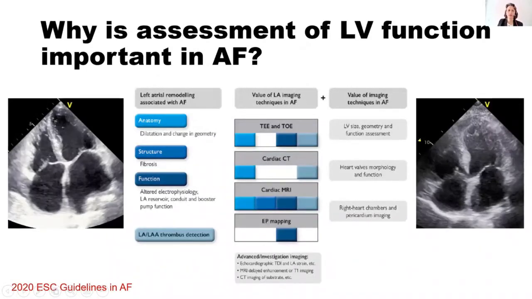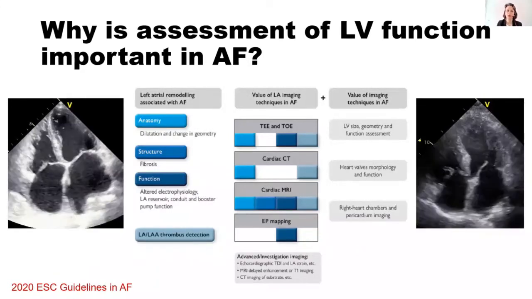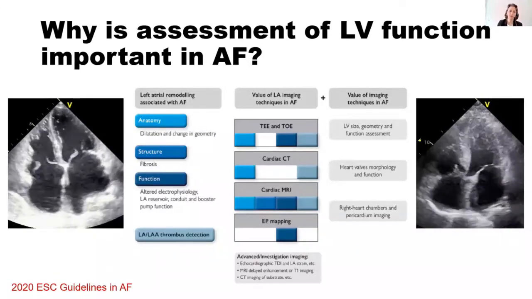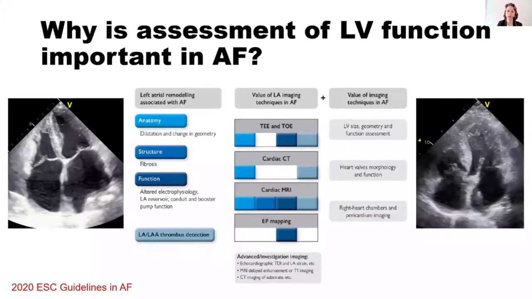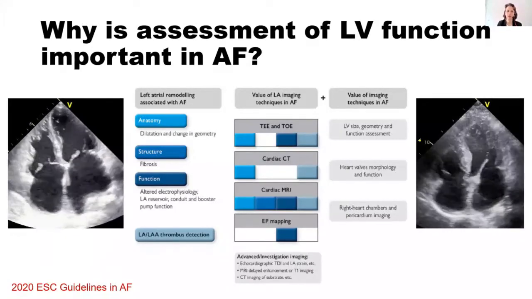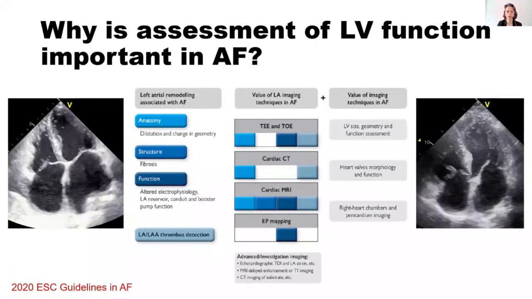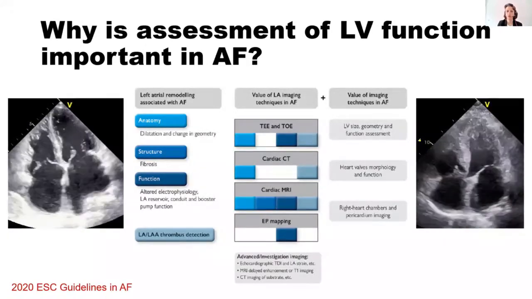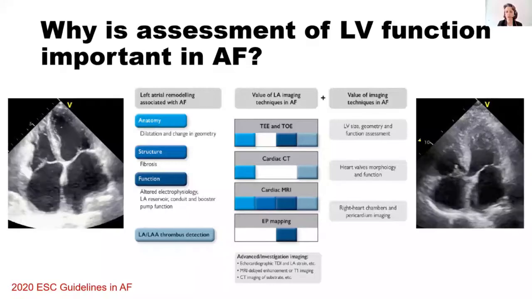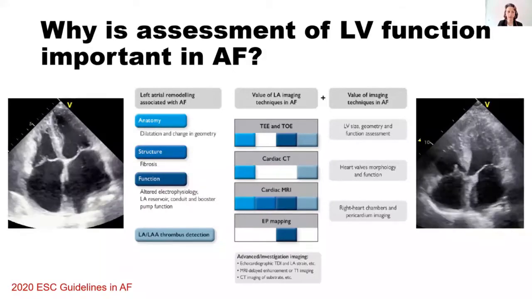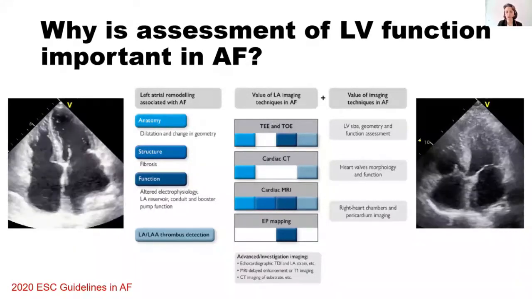So why is assessment of left ventricular function important in atrial fibrillation? As you have been seeing in previous talks, the focus is mainly the left atrium because that is the underlying substrate for the arrhythmia. And we focus mainly on left atrial remodeling in anatomy, structure and function, and other sources of complications of atrial fibrillation, such as the left atrial appendage or left atrial thrombus.